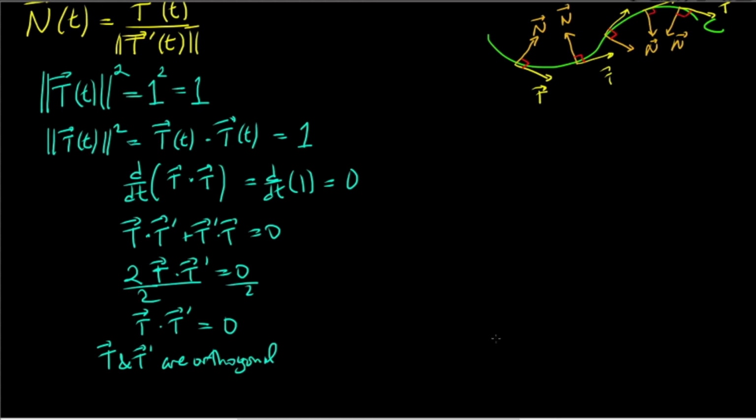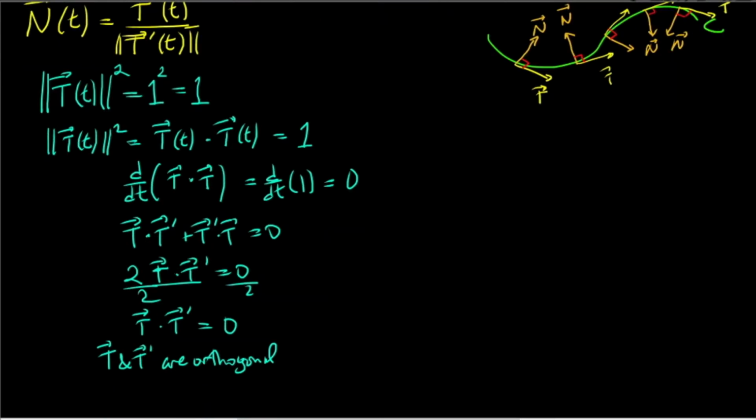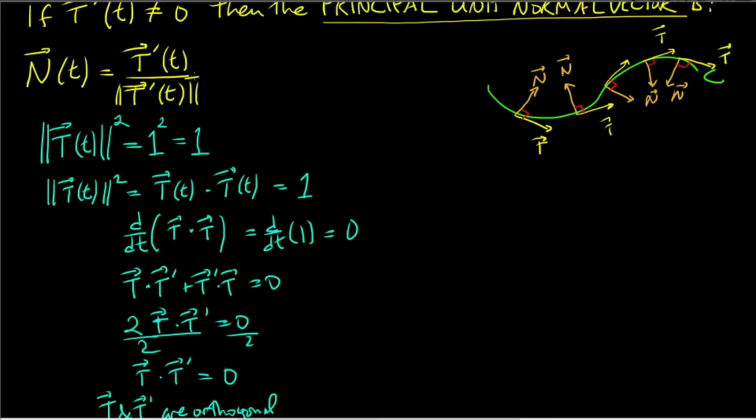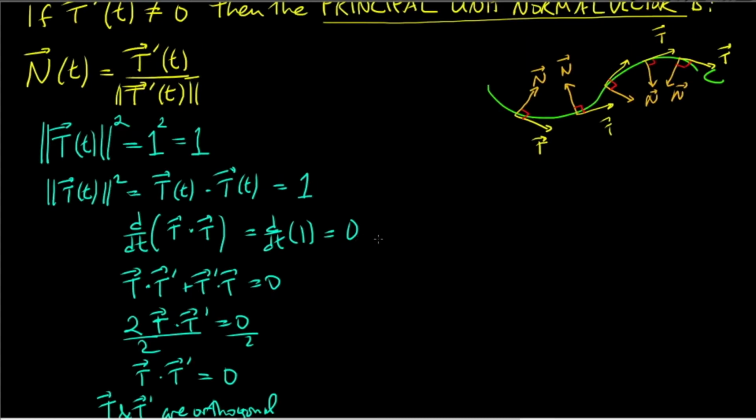So that means the vectors will be perpendicular. Oh, and if you're worried about, wait a minute, but N is not T prime, right? N is T prime divided by the magnitude. But remember, dividing by the magnitude just changes its length. It doesn't affect the direction. So in other words, yeah, it's right.